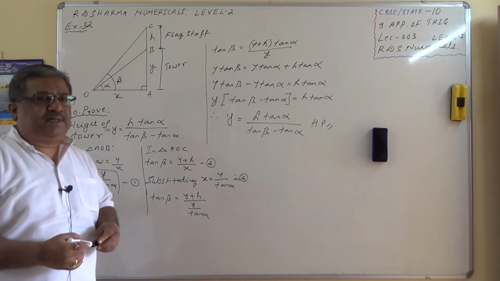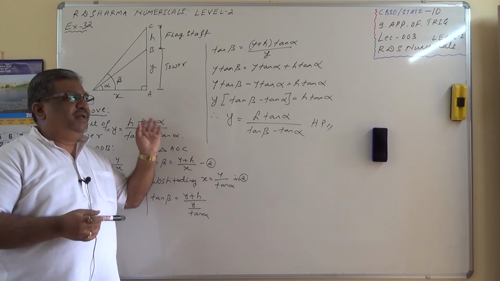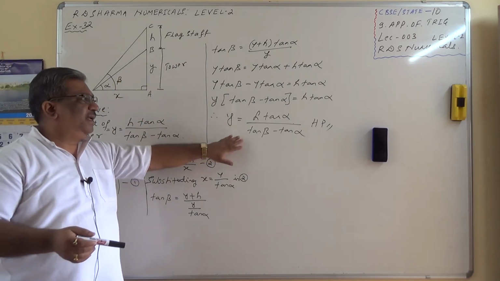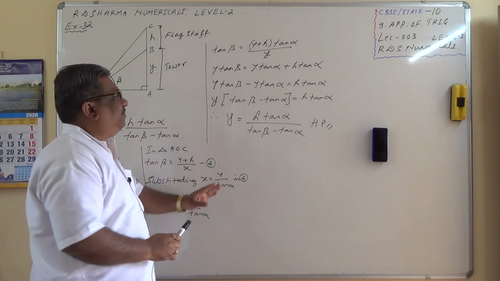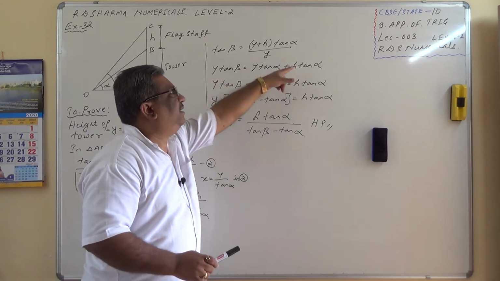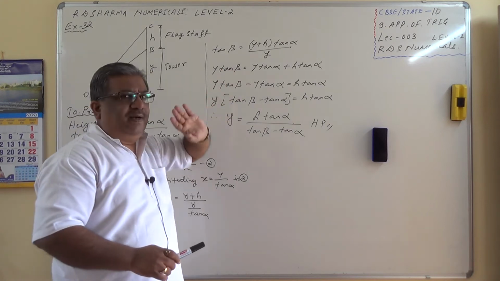I hope you are able to understand. This diagram is given in RD Sharma, and we use the diagram to prove that the height of the tower is equal to h tan alpha by tan beta minus tan alpha. Not much difficult. One very tricky thing here is I could have transposed this side and taken h tan alpha to minus tan alpha, and still I could have found the value of y.